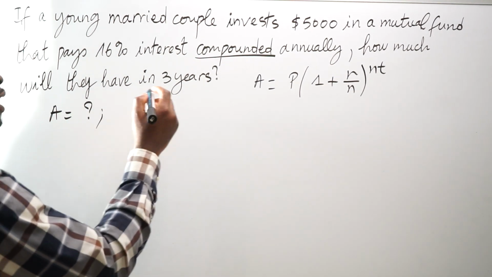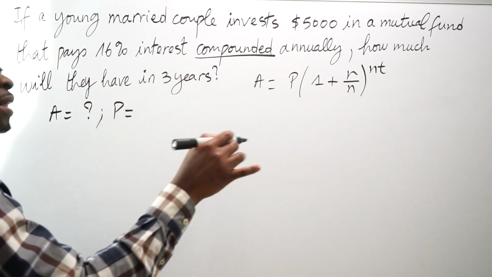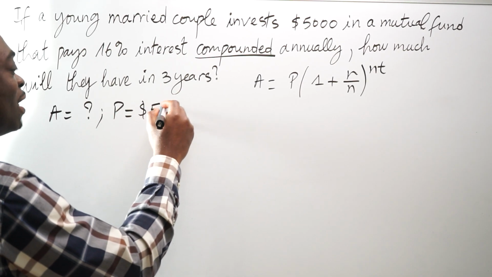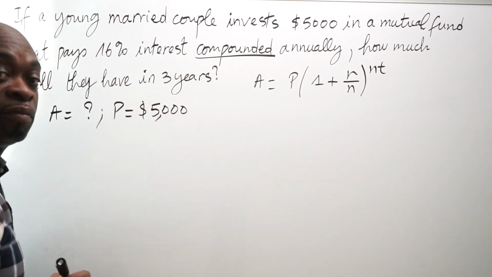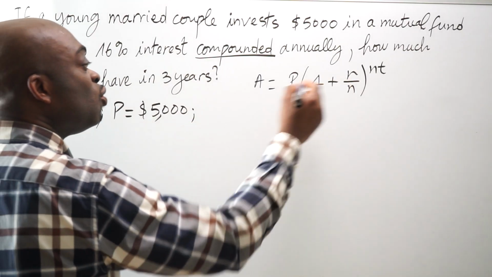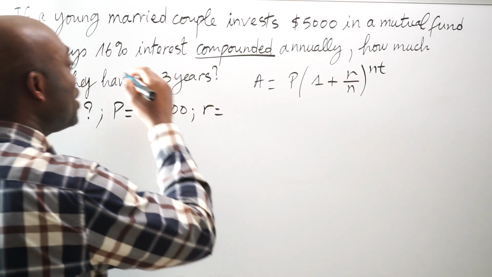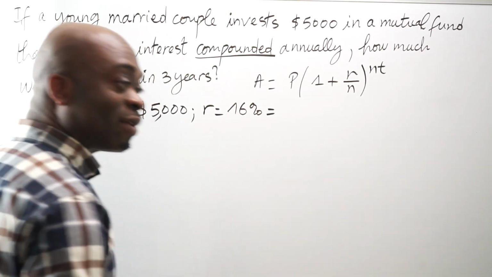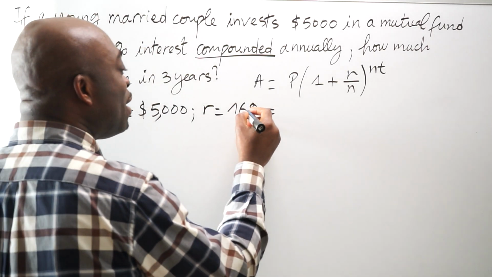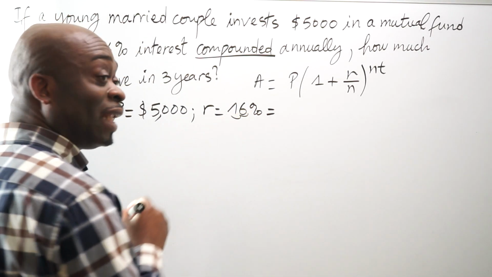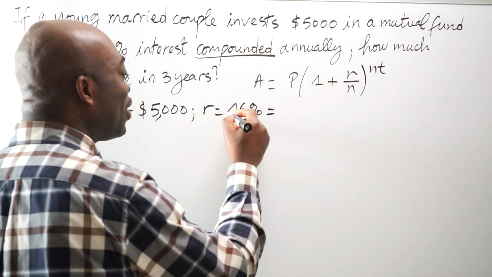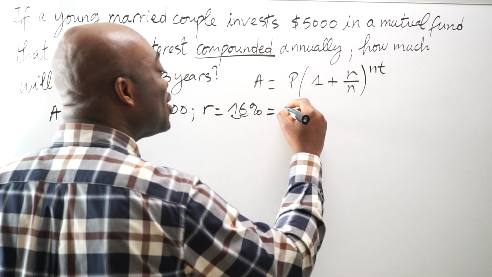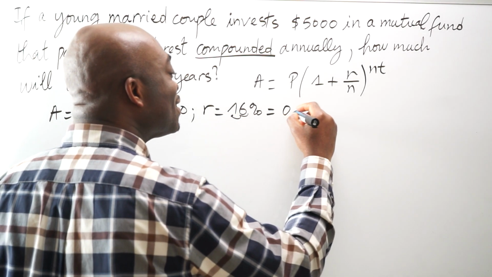All right, so what else do we know? We know P, the principal. How much did you invest? $5,000. And then what else do we know? The rate, which is 16%, and 16% can be written as a decimal. We just move the decimal place twice to the left. Everybody knows that by now, watching this channel. So that gives us 0.16.